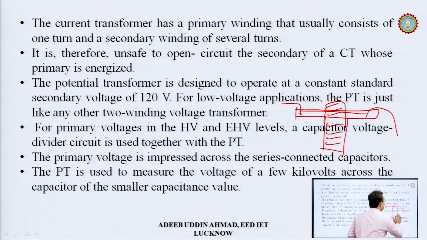So this is the primary winding of the current transformer. Also, it is unsafe to open the secondary of a CT whose primary is energized.